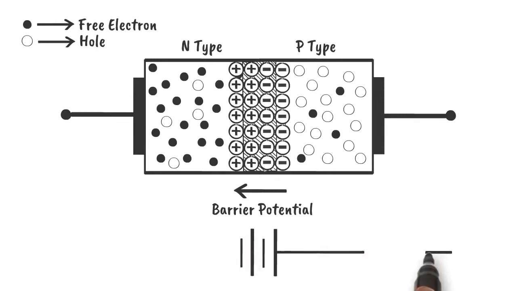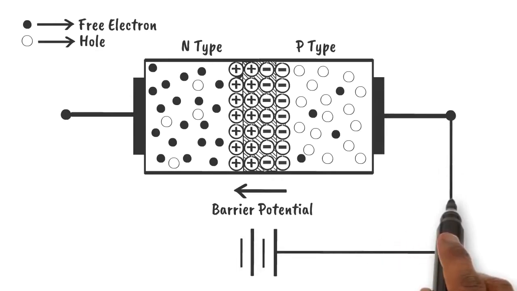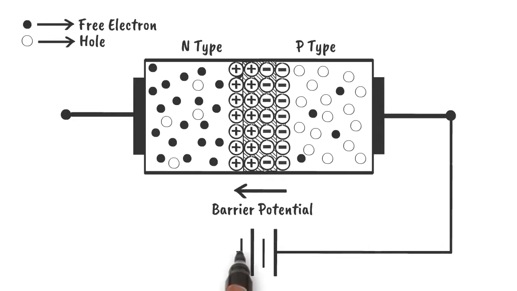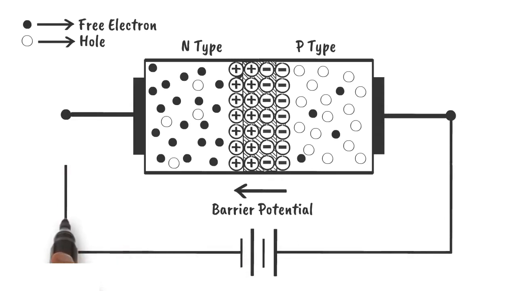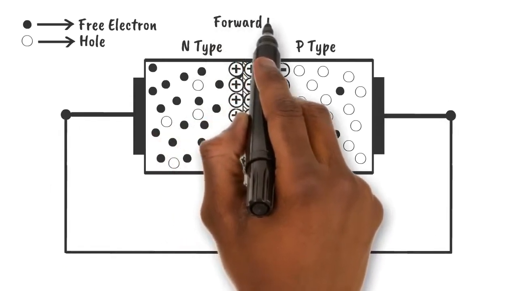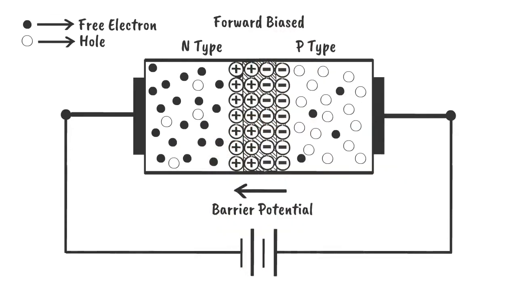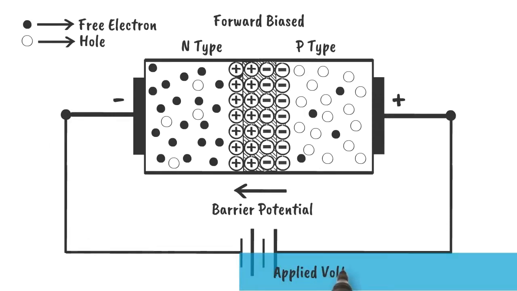Now, we connect the positive terminal of the voltage source to the lead connected to the P-type side, and the negative terminal to the lead connected to the N-type side. In this condition, the diode is said to be forward biased. The barrier potential acts opposite to the forward applied voltage. So, there is no forward current through the diode unless the applied voltage becomes more than the barrier potential. This voltage we refer to as the forward bias voltage.